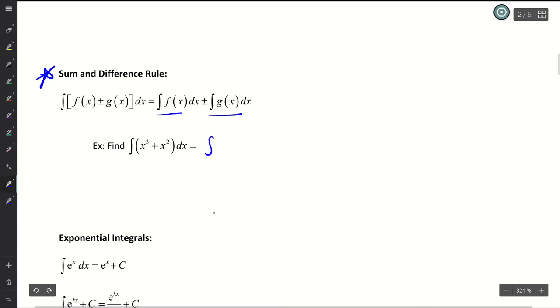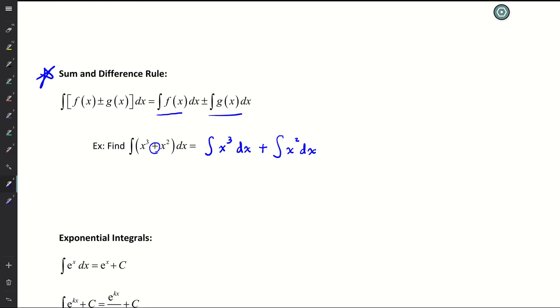Now be careful with your notation. When you break them up, you need a differential with each integral. So remember we said earlier, as long as you see the integral symbol, then look at whatever variable you have here, and you're always going to need d, that variable, at the end of that. Okay, so we're going to say integral of x cubed dx, and then notice we have the plus sign here, we're going to carry to the middle, and then integral of x squared dx. All right, and then doing that, you can integrate both pieces separately.